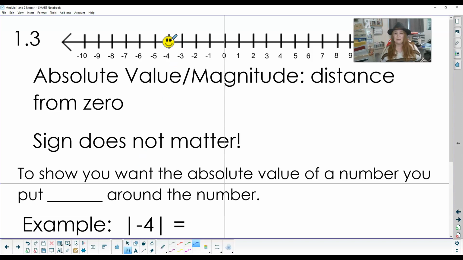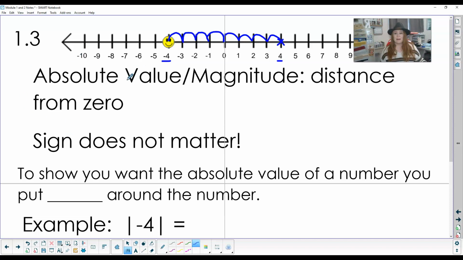If I'm looking here, I would have to go 1, 2, 3, 4 places to get to 0. It doesn't matter if it's negative or positive. This absolute value is 4. That's it, 4. Even though this is negative, it's just 4. Even if I had 4 over here, it would still just be 1, 2, 3, 4. These opposites have the same absolute value, the same distance from 0, because it takes 4 steps to get to -4 and 4.